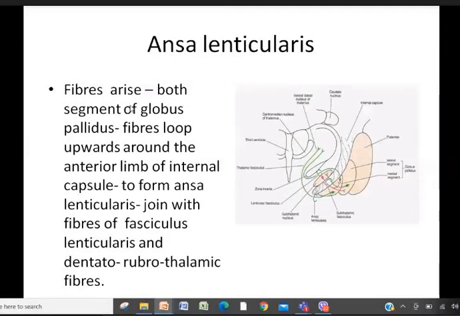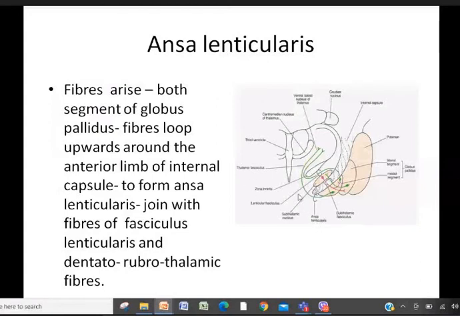Where does the ansa come from? It arises from both segments of the globus pallidus. Earlier, from which segment did the fasciculus lenticularis come? The inner segment. But the ansa lenticularis comes from both segments. Look here, it's coming from both of these. So it's coming from both the segments.